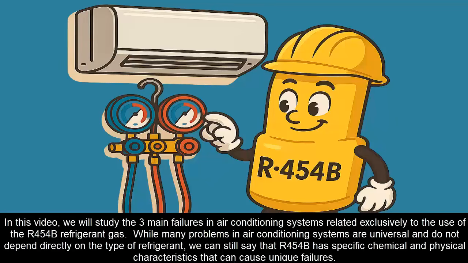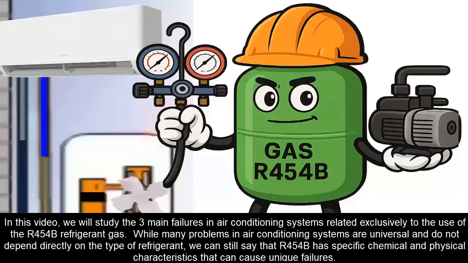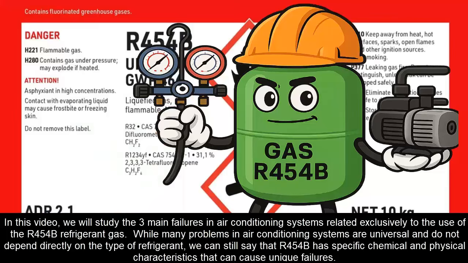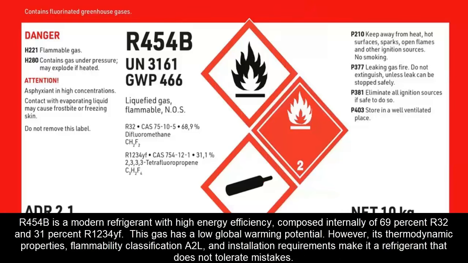In this video, we will study the three main failures in air conditioning systems related exclusively to the use of the R454B refrigerant gas. While many problems in air conditioning systems are universal and do not depend directly on the type of refrigerant, we can still say that R454B has specific chemical and physical characteristics that can cause unique failures.